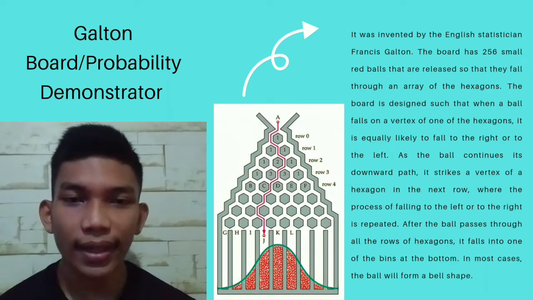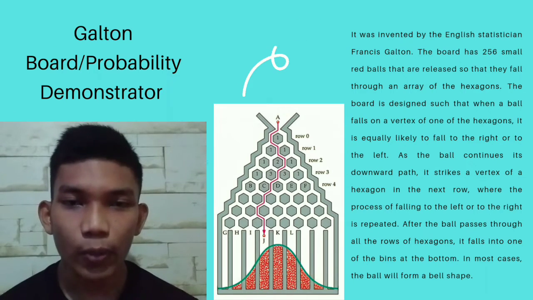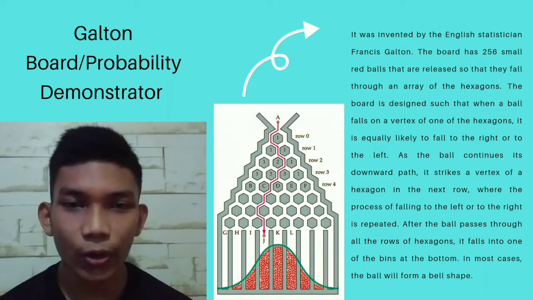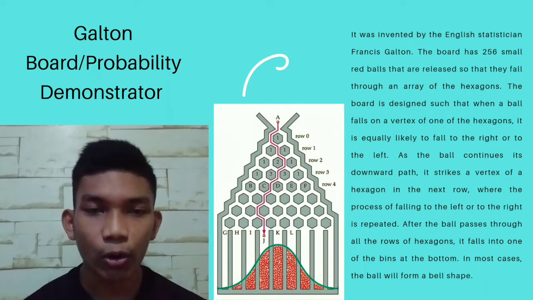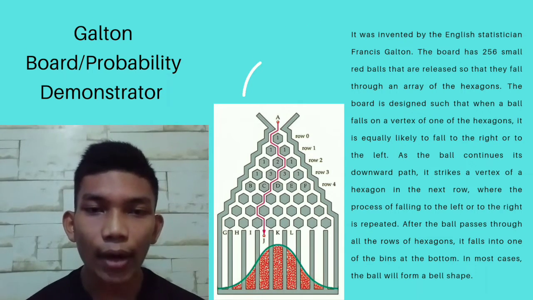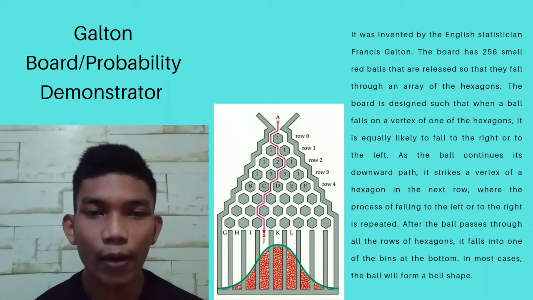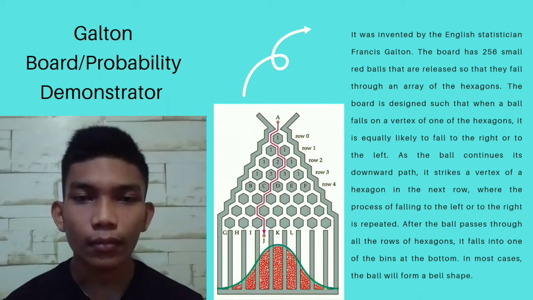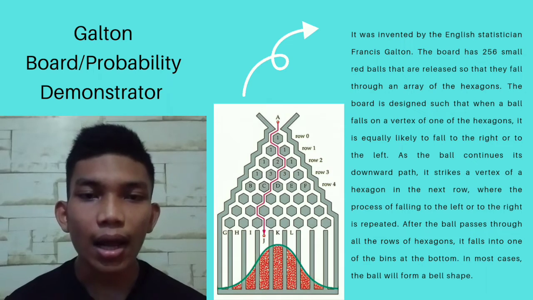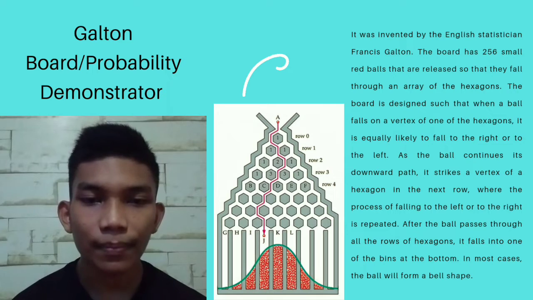Ang picture na ito ay tinatawag na Galton board or probability demonstrator. It was invented by Francis Galton. Ang board na ito ay mayroong 256 small red balls that are released so they will fall through an array of hexagons. As you can see on the picture, may mga hexagon ito at yung mga balls ay dito dumadaan papunta sa bin.